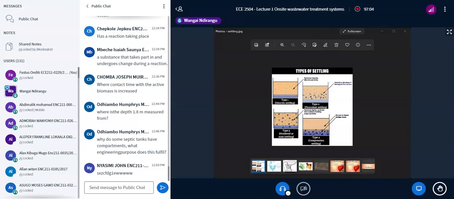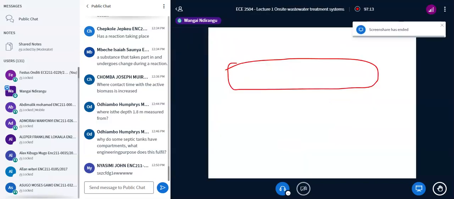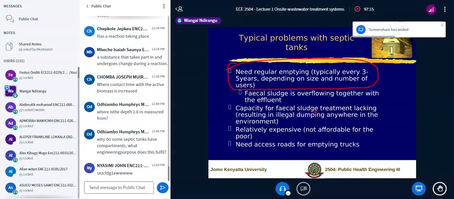Therefore, when solids settle for a long time, you start losing the volume of your reactor. So it is very important that the tanks are desludged every 2 to 3 years. If you must extend for whatever reason, never more than 5 years, but on average between 2 and 3 years. I encourage you to read through the types of settling, and that will be one of your questions in the assignment. I'll send another one.